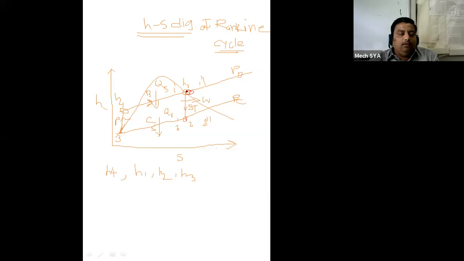And steam entering the turbine, as expansion is isentropic, is a vertical line. 2 to 3 will be again heat rejected in the condenser at constant pressure. So the condenser pressure remains constant. On the constant pressure line, enthalpy goes on decreasing because heat is rejected. So this will be the heat rejected in the condenser. The 2 to 3 process is on a constant pressure line.